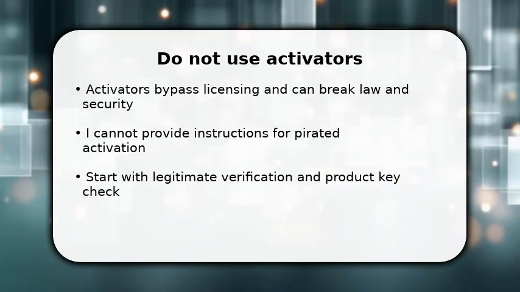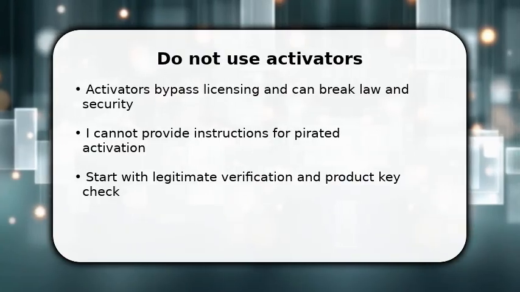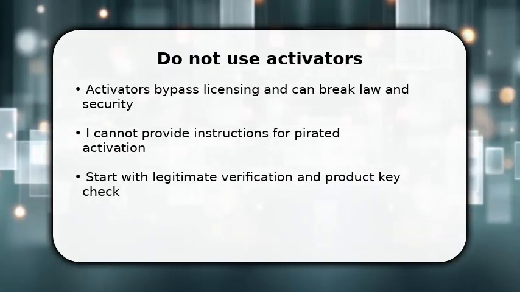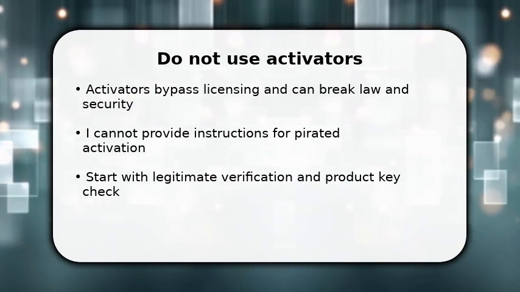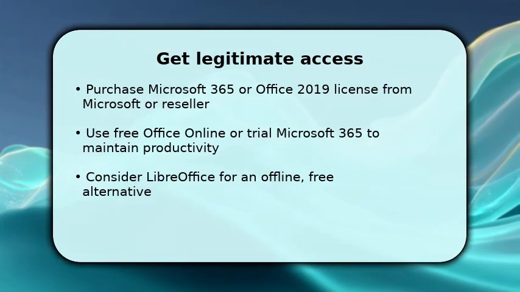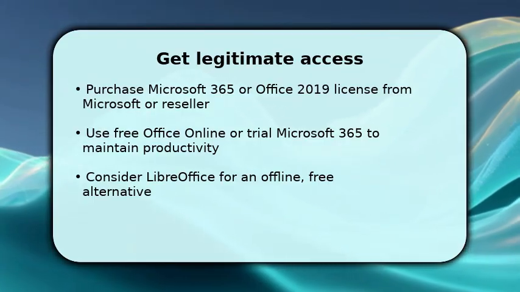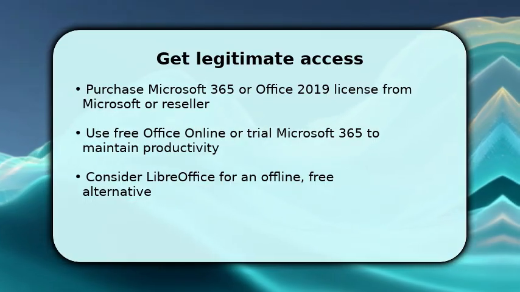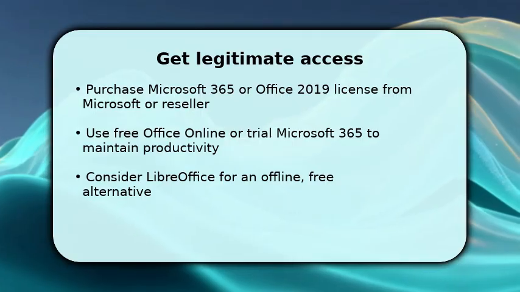Make sure to back up any important documents before changing licenses to avoid accidental data loss, and prepare to follow legitimate activation steps from Microsoft or authorized resellers. If you need Office now, purchase or renew a valid license from Microsoft or an authorized reseller. This ensures updates and security. Once bought, sign into your Microsoft account and redeem the product key as instructed by Microsoft.